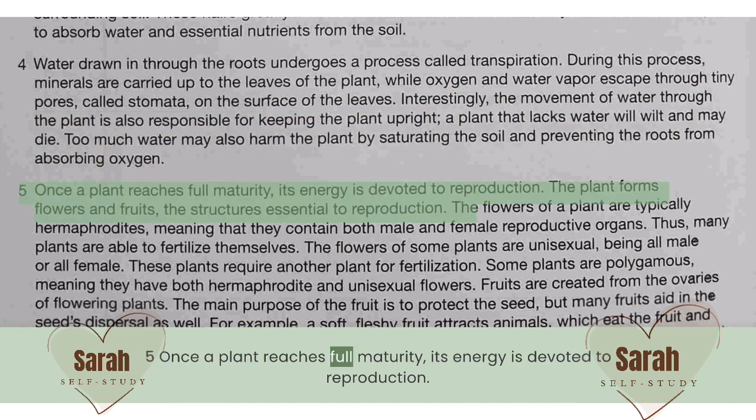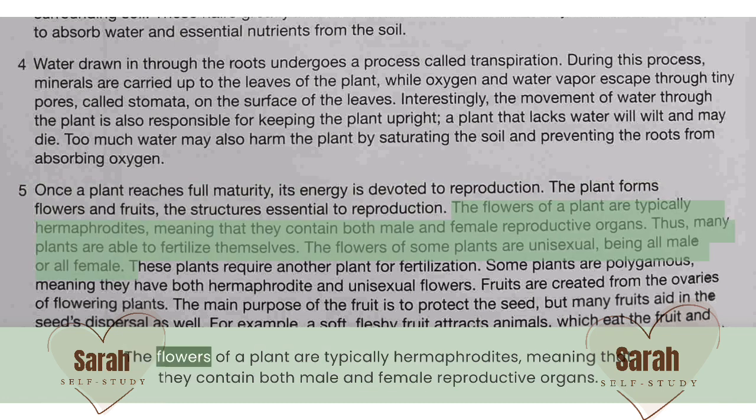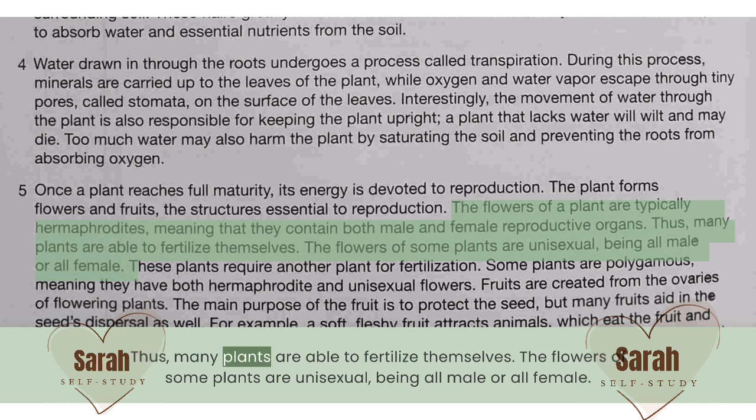5. Once a plant reaches full maturity, its energy is devoted to reproduction. The plant forms flowers and fruits, the structures essential to reproduction. The flowers of a plant are typically hermaphrodites, meaning that they contain both male and female reproductive organs. Thus, many plants are able to fertilize themselves.